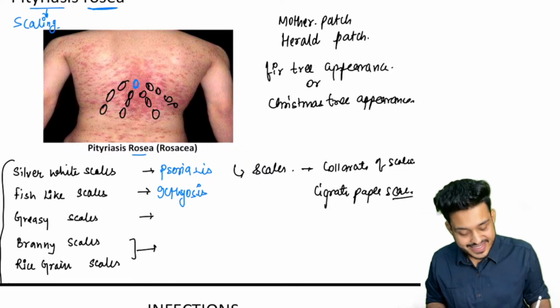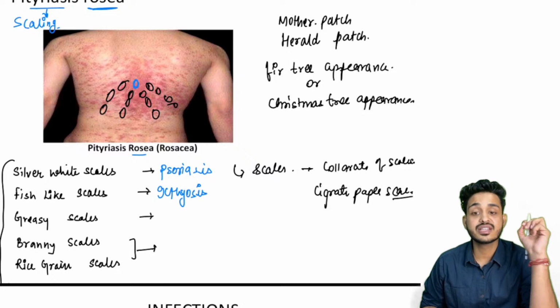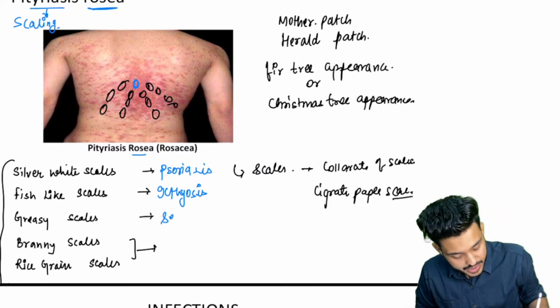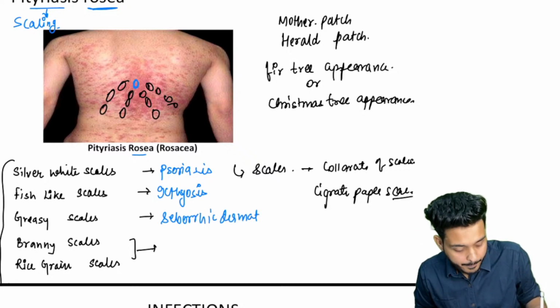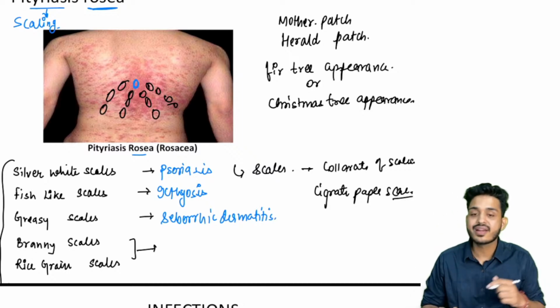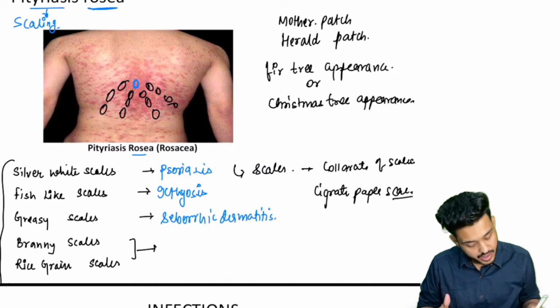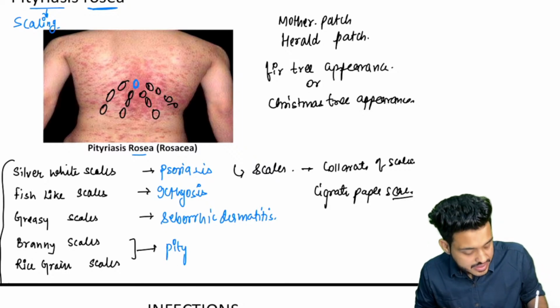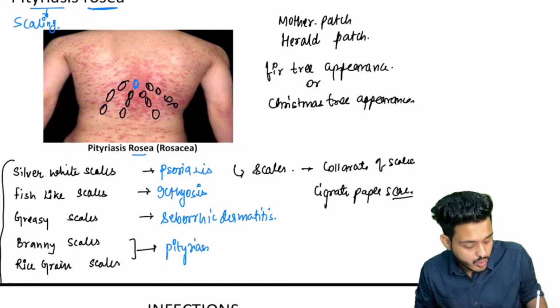Greasy scales will be seen in which disease, guys? That is your seborrheic dermatitis. Seborrheic dermatitis is nothing but your dandruff, right? Branny scale or rice grain scale will be seen in pityriasis versicolor.